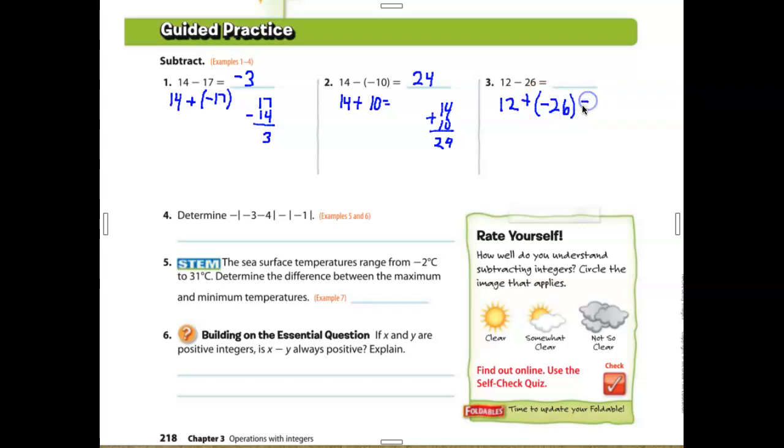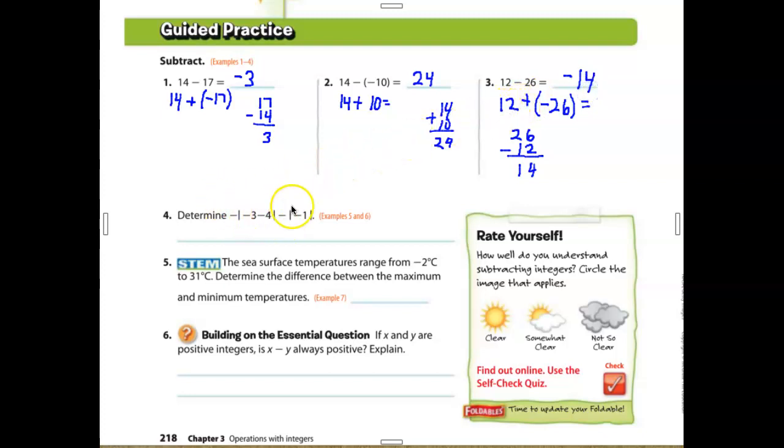So the next question we're going to ask ourselves when we add these two integers together, which one has a greater absolute value? Which number is further away from 0? That's correct, negative 26. That means the answer is negative. And so now we just have to compare their absolute values. And we'll do that by taking 26 as the absolute value of negative 26, subtract the absolute value of 12, which is 12. Go ahead and answer that for me, please. Okay, the answer is going to be negative 14.